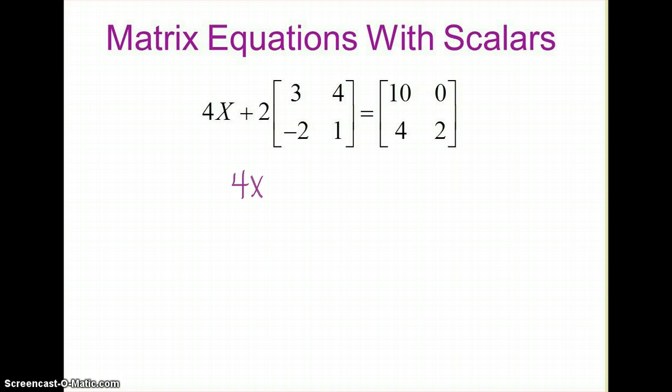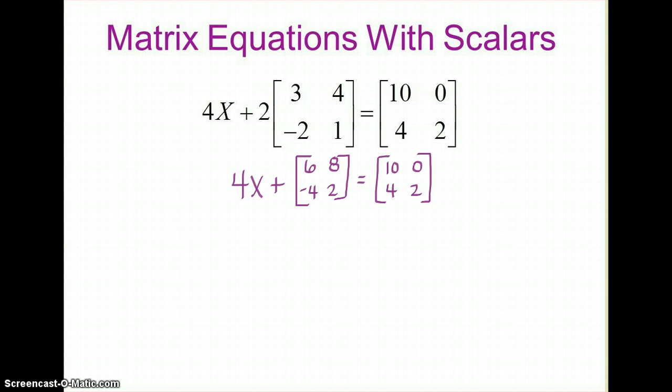So I have the 4x, which I haven't done anything with yet. And I'm going to multiply that scalar multiplication so that I end up with just a single matrix here. So my scalar multiplication is going to end up with 6, 8, -4, and 2. And then it still equals the same matrix that I had previously, 10, 0, 4, and 2.